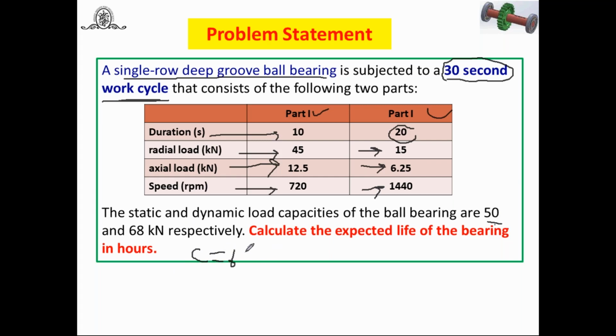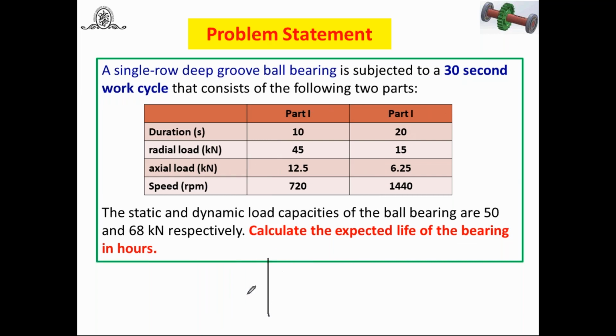C means dynamic load capacity 68, and static, C0, is also given as 50 kilonewton. Calculate the expected life of the bearing in hours. So here L_h is what we have to find out. But now if we are going to compare the earlier concept with this problem.